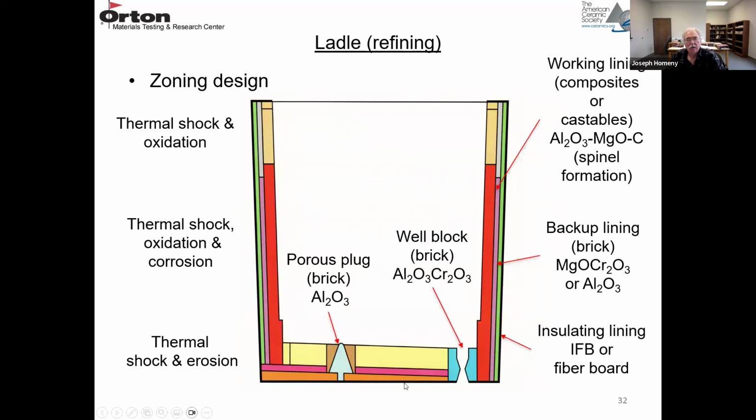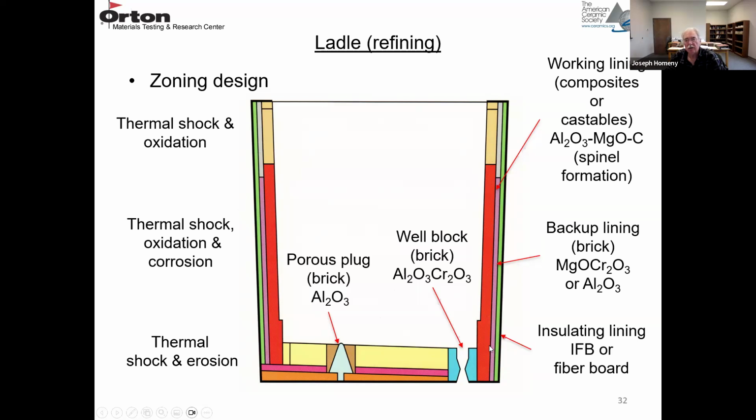This is what a refining vessel might look like. Again, there's thermal shock, and you're going to have carbon-based material, so there's an oxidation issue. Again, thermal shock, oxidation, and corrosion towards the middle, and thermal shock and erosion in the bottom. So the metal is going to sit in a refining ladle a longer amount of time than in a pouring ladle. So these are backed up with an insulating lining. They could be IFBs, insulating fire bricks, or fiber boards. Then there's a backup lining, maybe an MgO Cr2O3 mag chrome brick, or an alumina brick.